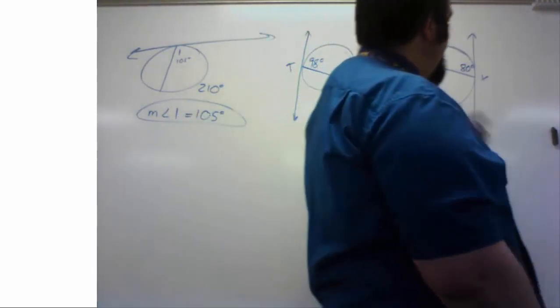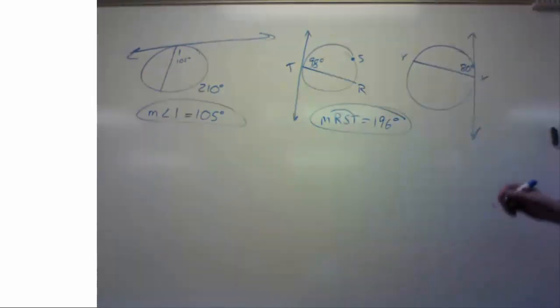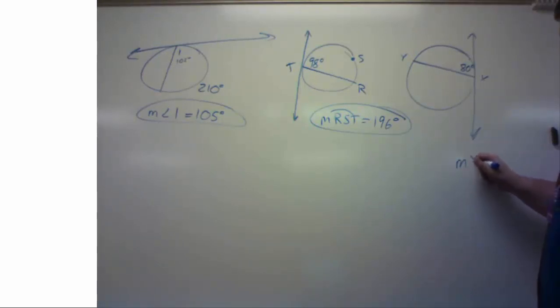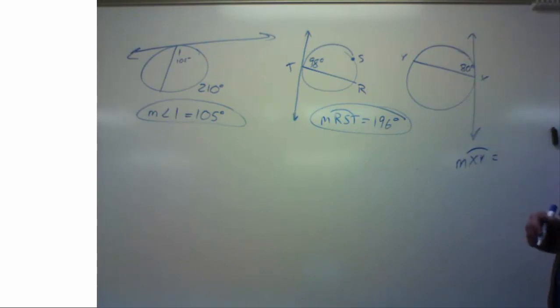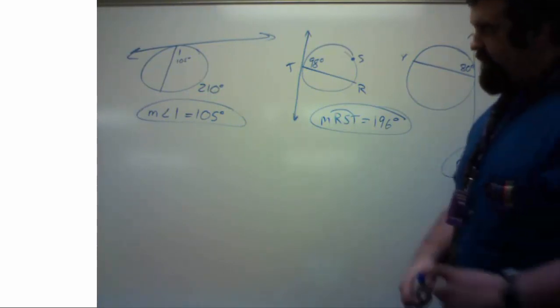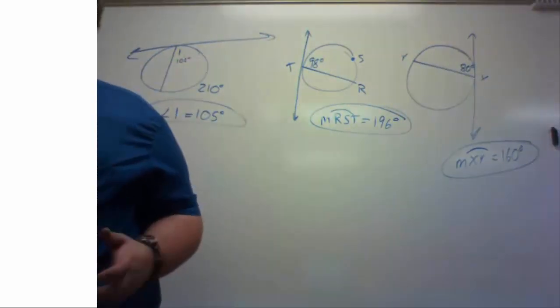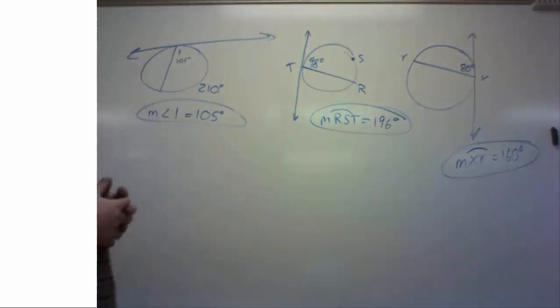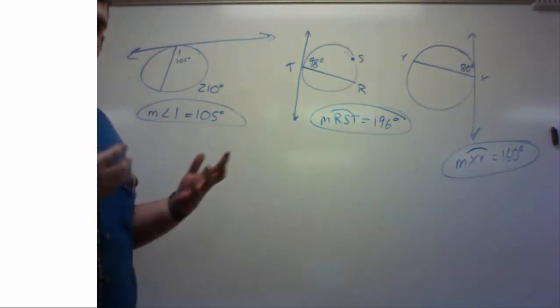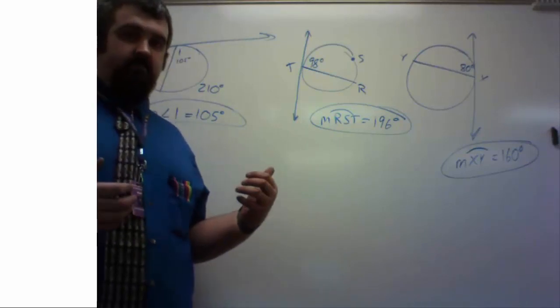And for this one over here, I'm looking for the measure of arc XY. I'm looking for the arc, and I know the angle is right there. So double the angle, 2 times 80 is 160. So if it's like an inscribed angle and it intersects on the edge of the circle, the angle is half the arc. That's the new thing with on the edge. Good? Good.